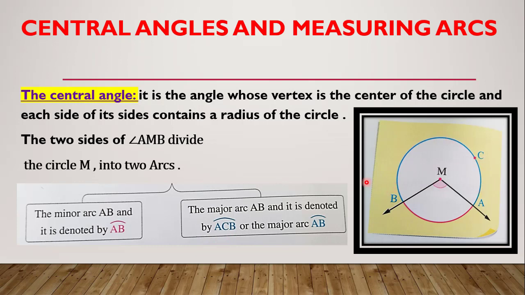So we can read it as the major arc AB or arc ACB, where C is a point on this arc. So the central angle is an angle whose vertex is the center of the circle and its two sides contain two radii of the circle. And this central angle divides the circle into two arcs. One of them is a minor arc and the other is the major arc.